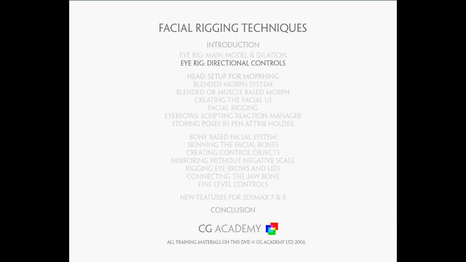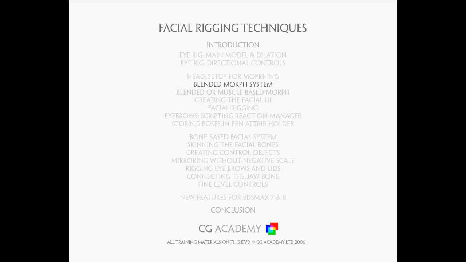Chapter 3, setting up head for morphing, we're going to look at reducing morph data using the skin utilities for transferring skin data, and also dispelling a myth about the speed of morph targets. Chapter 4, blended morph system, we're going to look at how a blended morph system can be set up. We're also going to set up the jawbone. We're going to skin the face to the jawbone and link the teeth into the jawbone.